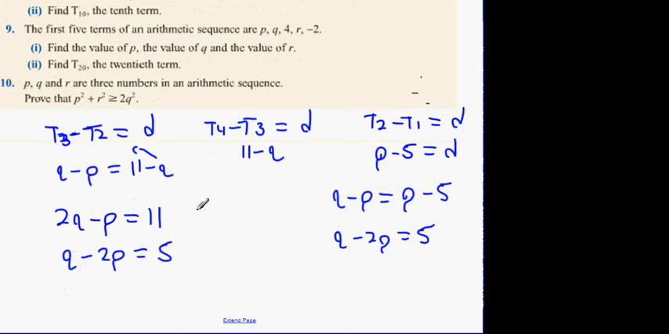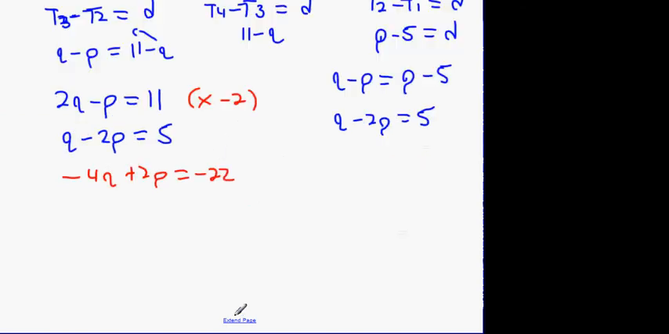Going to multiply the top one by minus 2. So I'm going to get minus 4q plus 2p equals minus 22. The bottom one is going to be q minus 2p equals 5.